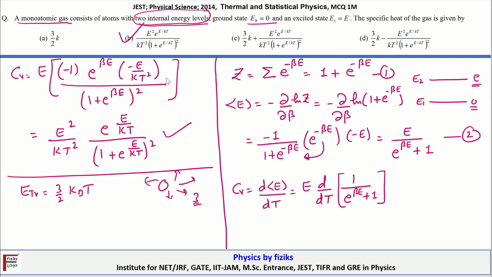Okay, so the heat capacity contribution Cv translational due to its translational motion will be d E translational by dt, and that will be equal to 3 by 2 kB. Let's call this equation 3 and this equation 4. So the net heat capacity contribution is given by the sum of equation 3 and equation 4. So our final answer is not option B, it's the wrong one, it's option C here.